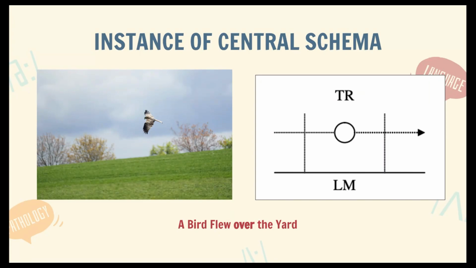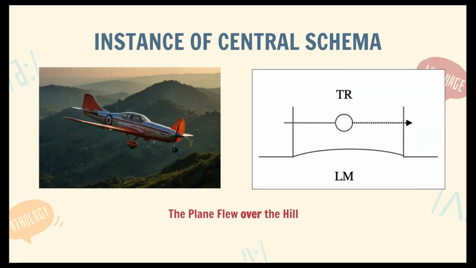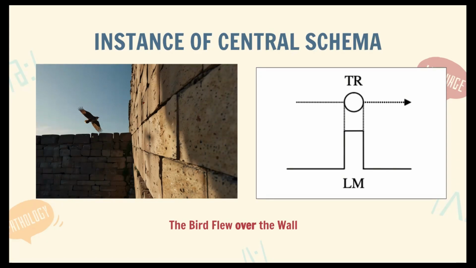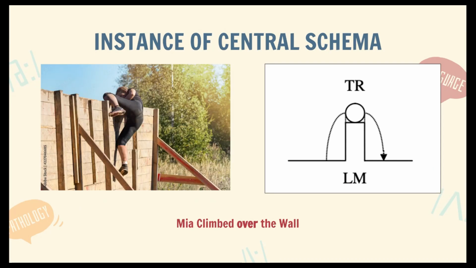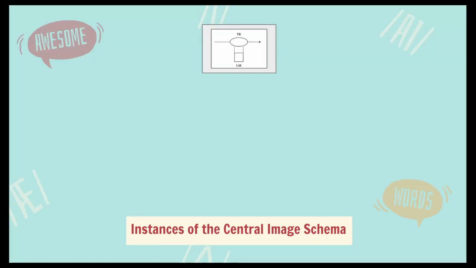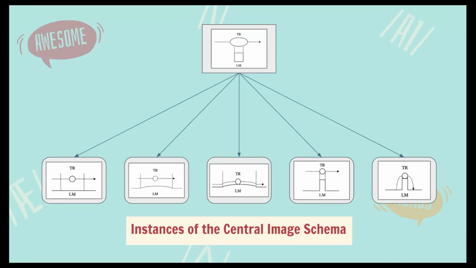In this instance, yard is a landmark which is horizontally extended and there is no contact between TR and LM. In the second instance, hill is a landmark which is both vertically and horizontally extended. Even here, we do not have any contact between TR and LM. Here, the landmark wall is just vertically extended and there is no contact as well. In this instance, we have contact with the landmark which is both horizontally and vertically extended. This example corresponds to the case where the landmark is vertically extended and where the contact exists. According to this model of word meaning, the central schema for over has at least 5 distinct and closely related variants, each of which is stored in the semantic memory.